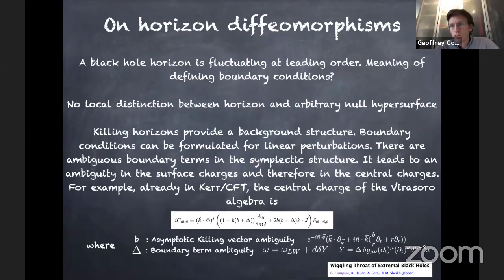But I would like also to point out that there are various ambiguities in such constructions, like already in Kerr/CFT. For the extremal case, extremal Kerr, one can design an ansatz for a Virasoro asymptotic Killing vector, where the central charge depends on the ansatz. There is a parameter B one can introduce, and it shows up in the central charge. And there are also boundary terms in the symplectic structure that one could add that would also modify the central charge. So all this has to be discussed a bit to see how unique the construction can be and what are the definite results one can establish this way.